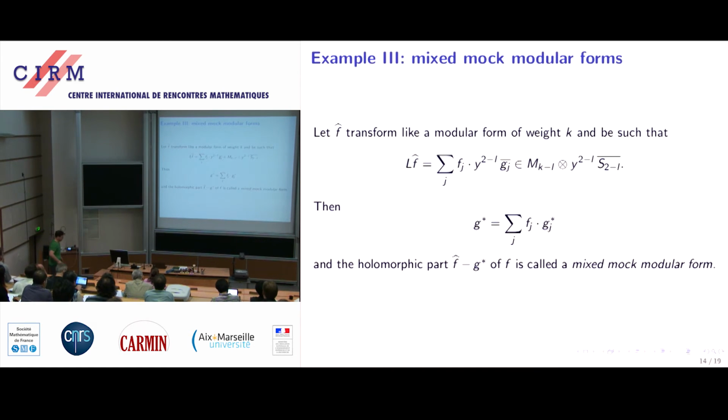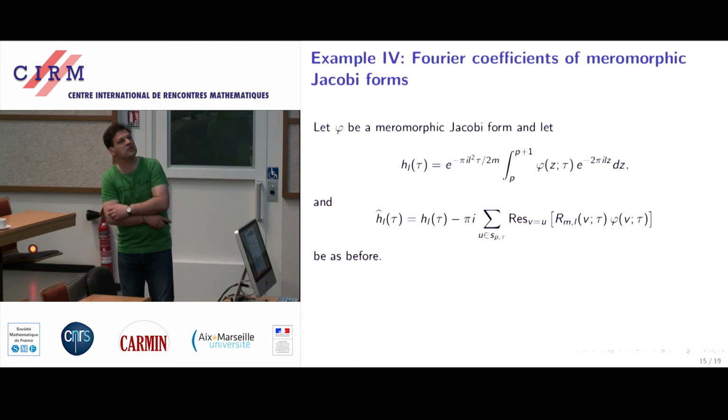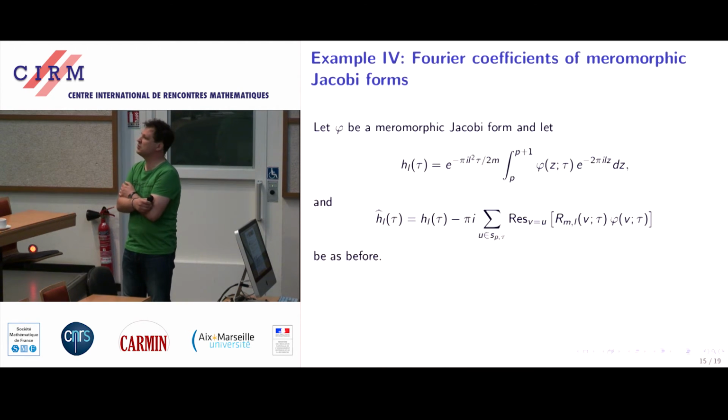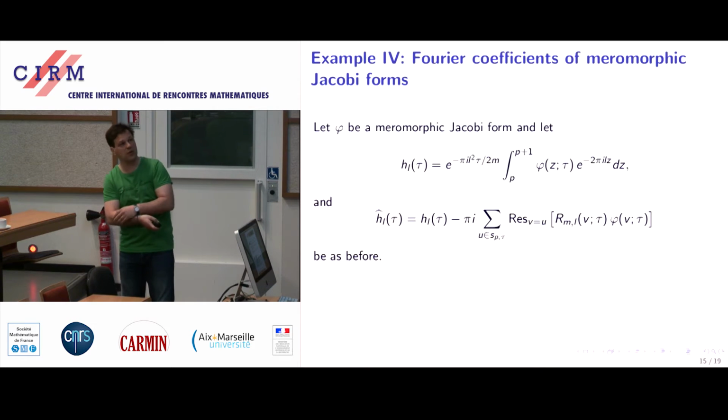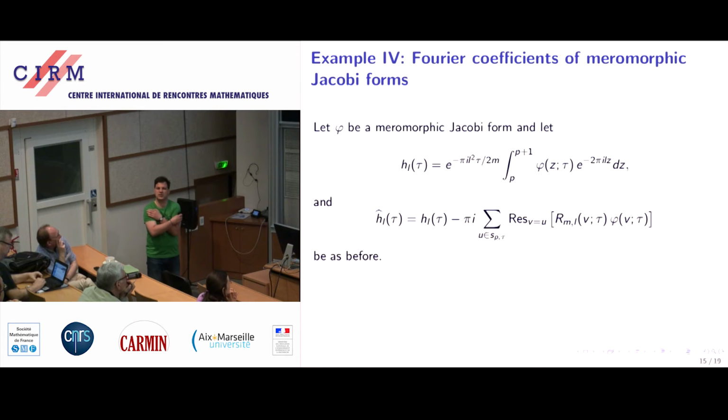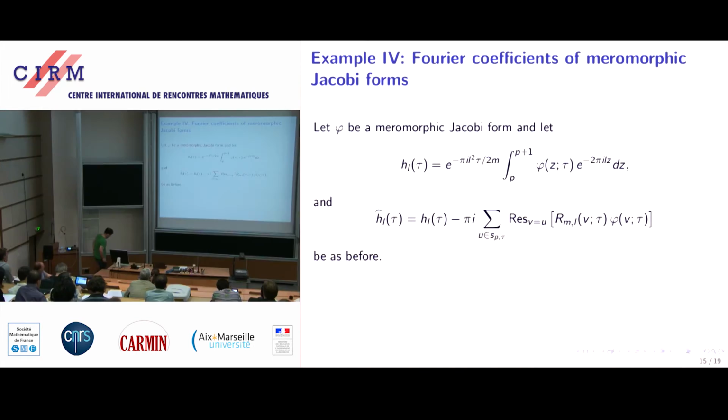Okay, fine. So why on earth am I telling all this? Because I also would like to interpret the Fourier coefficients of meromorphic Jacobi forms, for which we've seen explicit formulas. Here they are again. I want to interpret that in the same setting. So I would like to propose a slightly different characterization of these objects.